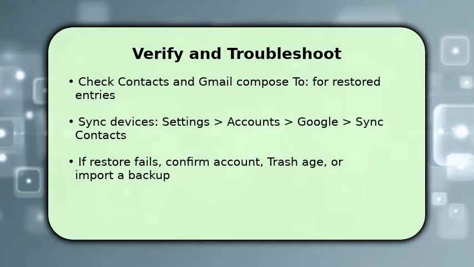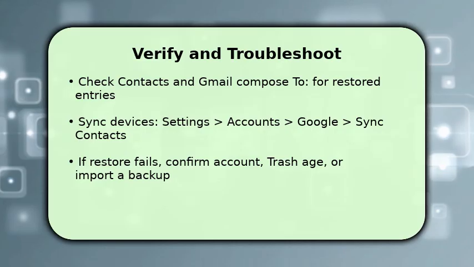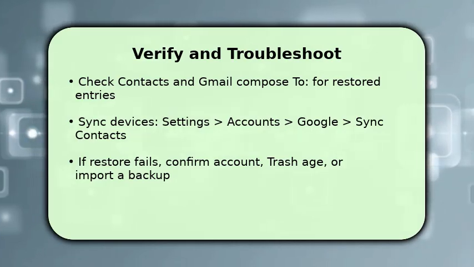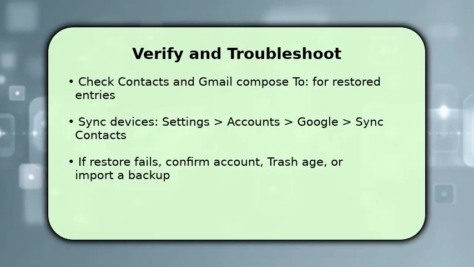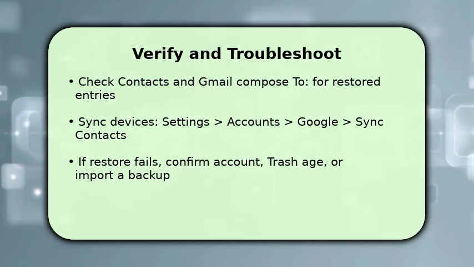Search contacts and try composing an email to confirm entries appear in Gmail's address suggestions. Once done, make sure your device is synced. On mobile, go to Settings, Accounts, Google, Sync Contacts, and trigger a manual sync.